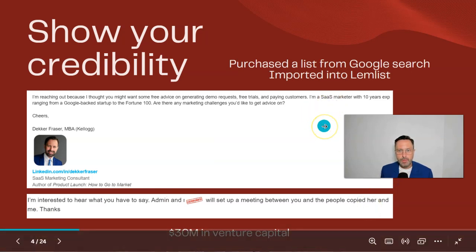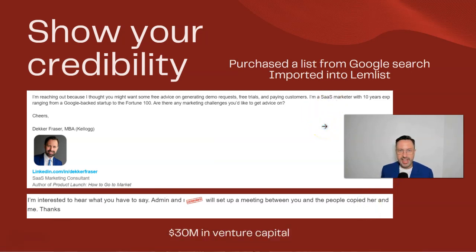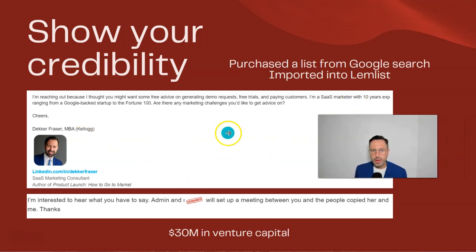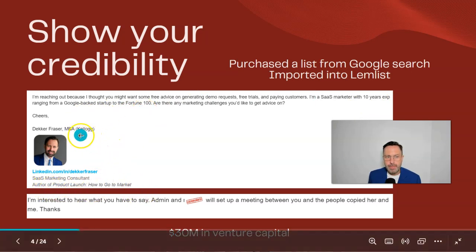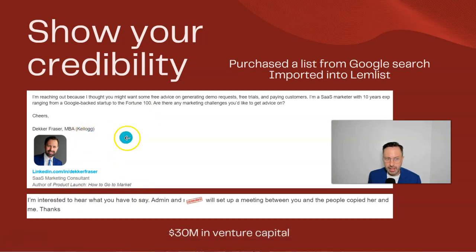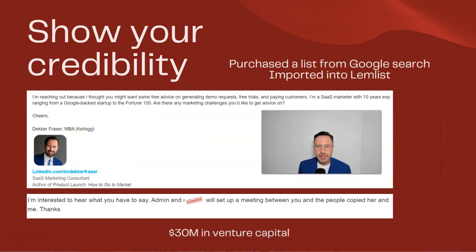Rule number two, show your credibility. What I did was I went to Google, I did a search for SaaS company list, and I simply bought a list of SaaS companies. I imported that list into a cold email tool called Lemlist, and then I prepared this email. The most important thing here with the copywriting is that I am establishing credibility. I said I'm a SaaS marketer with 10 years experience, ranging from Google-backed startups to the Fortune 100. I also mentioned that I'm the author of this book. I call out that I have an MBA from the top marketing school, Kellogg. So establishing credibility is one of the most important things you need to do with your cold emails.